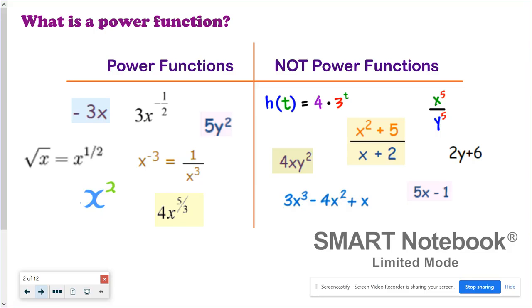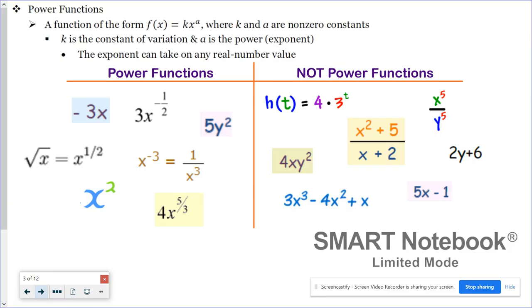So what exactly is a power function? A power function can be written in the form f of x is equal to k times x to the a power. Now, k and a are non-zero constants. K is called the constant of variation. And a, well, that's your power, that's your exponent. Now, the key to power functions is the exponent can take on any real number value.